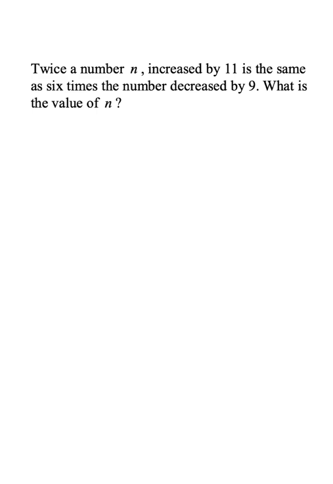So let's start. Twice a number n, meaning 2 times n, increased by 11, plus 11, is the same as, is equal to 6 times the number, 6 times n, decreased, minus 9. What is the value of n? So we have this equation, and the only thing we need to do is solve for n. Okay, this is equation 1.